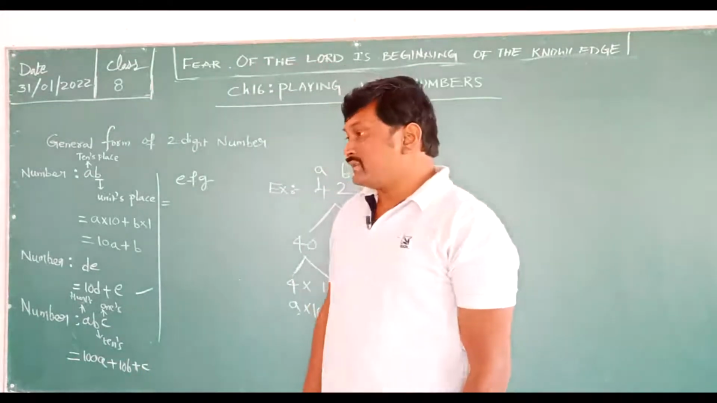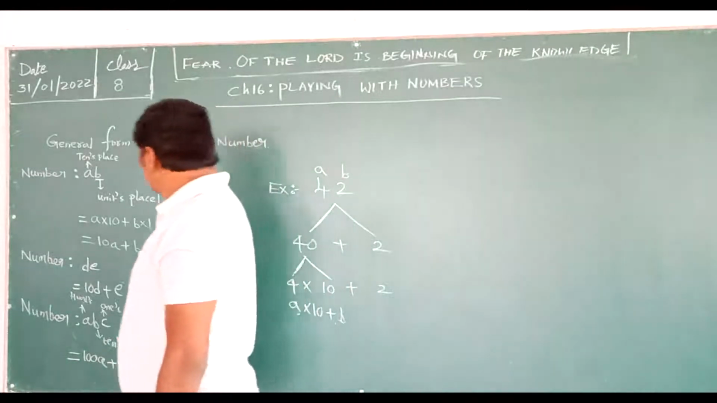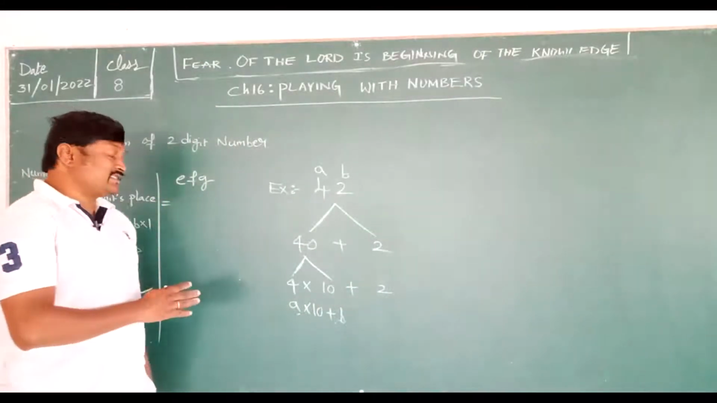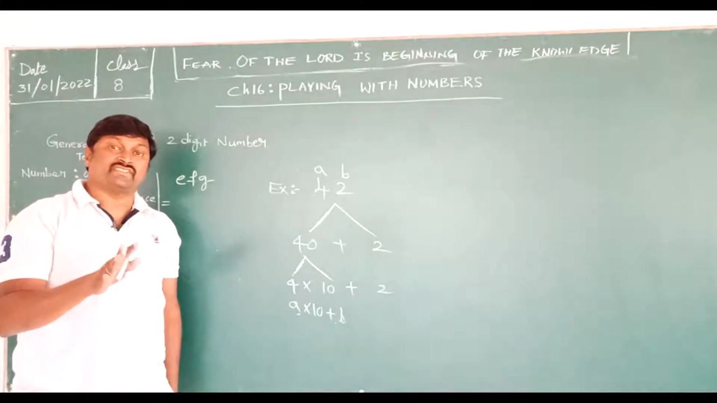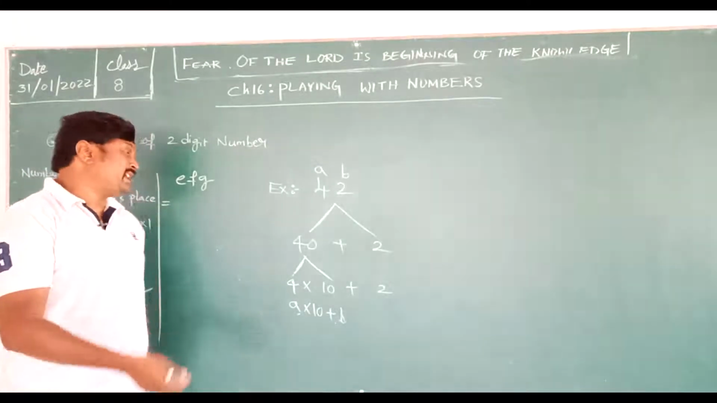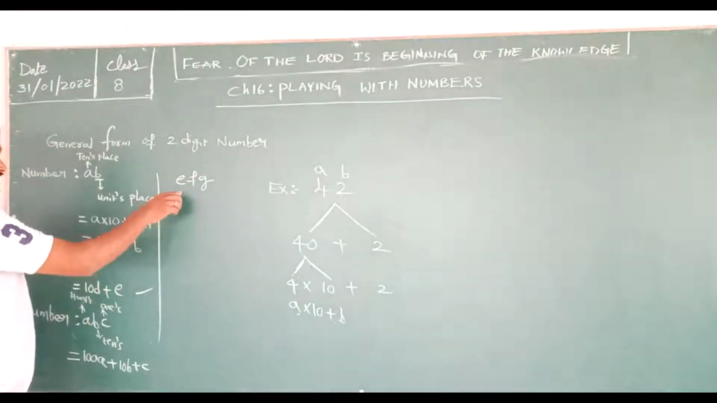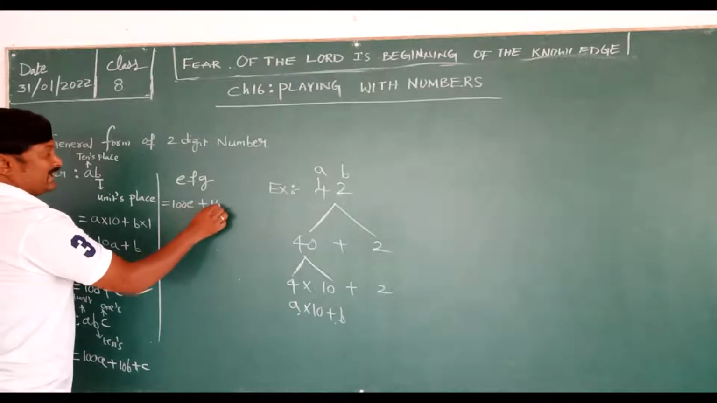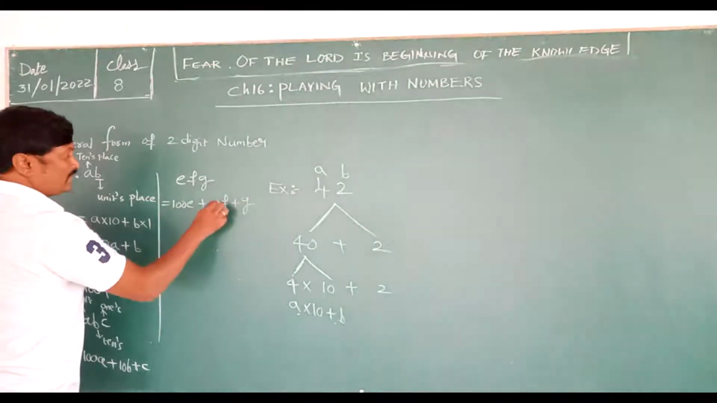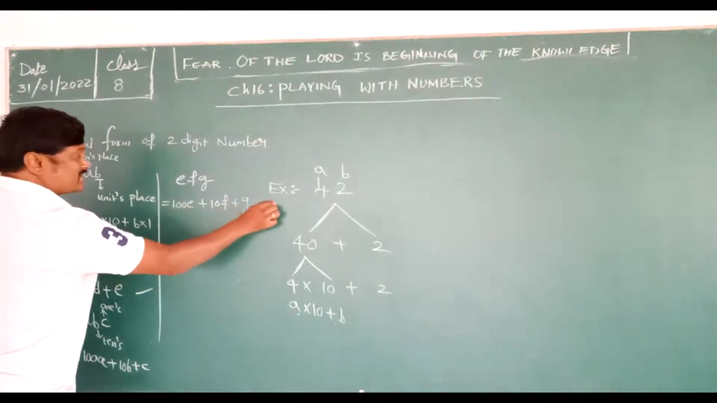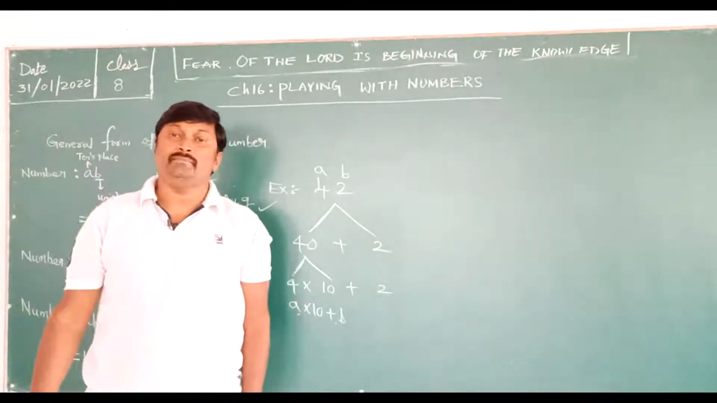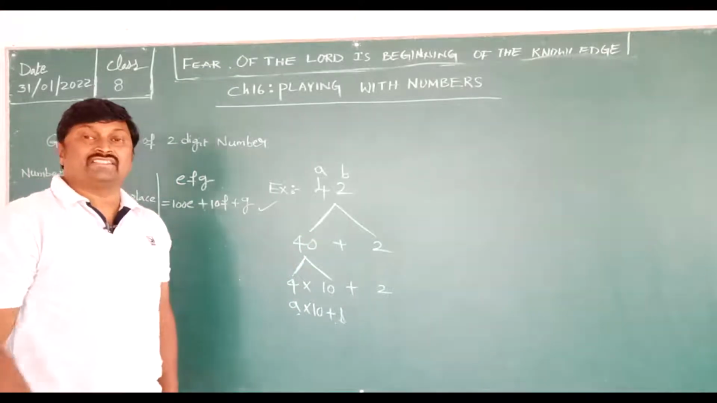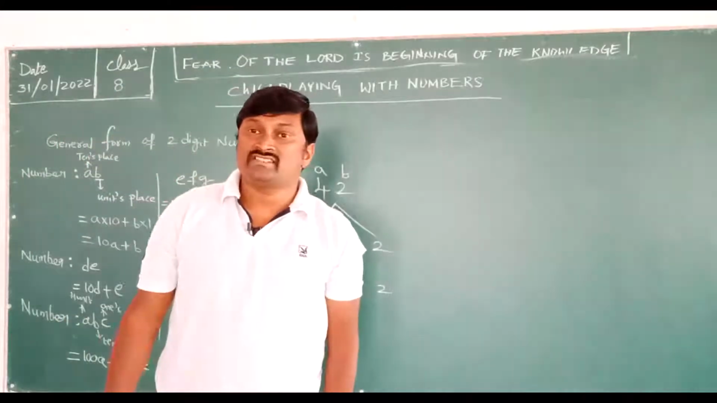Let's check whether the audio and video clarity is good, and let's move on. Three-digit number expansion: EFG. How do we do that expansion? Here EFG is there, so it is 100E plus 10F plus G. Whoever wrote this answer, that is the correct answer. 100E plus 10F plus G is your correct answer. I hope you all understood this. Let's move on to the next.